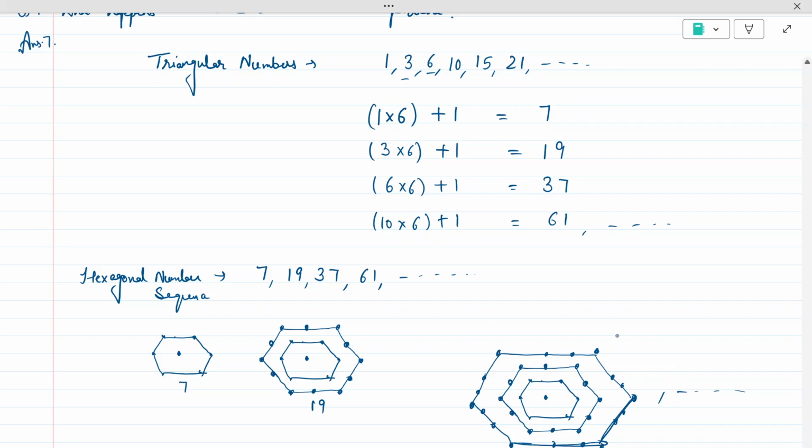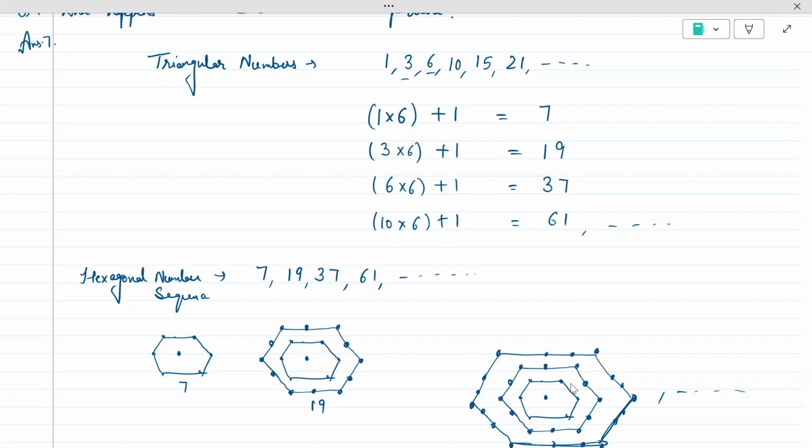We will add more bigger hexagons around it. So I hope this is clear. We took the triangular numbers and as asked, we have multiplied every number with 6 and added 1 to it. And when we did that, we got this series, which is nothing but a hexagonal series. And we can draw that series like this. I have drawn it here. So kids, this brings us to the end of this exercise 1.4.